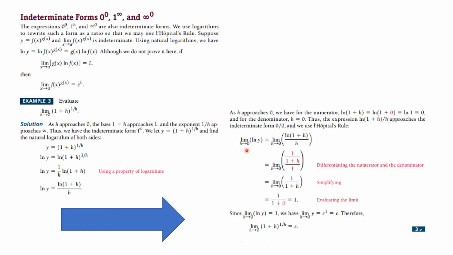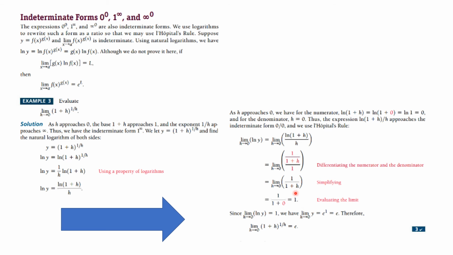So the limit, as h goes to 0 of ln of y, is equal to the limit as h goes to 0 of this. But now we're going to use L'Hopital's rule. The derivative of the numerator is 1 over 1 plus h, because the derivative of the ln of u is 1 over u. And the derivative with respect to h of the denominator is just going to be 1, and so we get this. And so this is the limit as h goes to 0 of something over 1 is just the something, so we have this. And so the limit as h goes to 0 of this is equal to just 1.